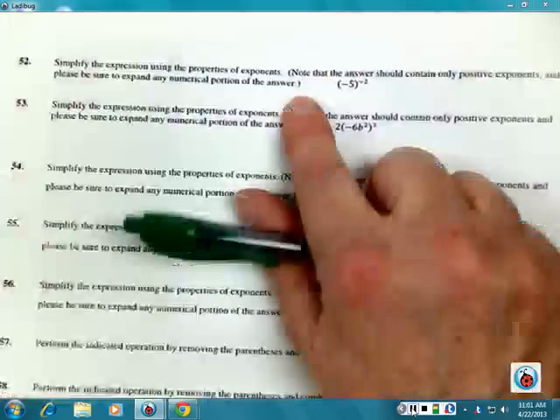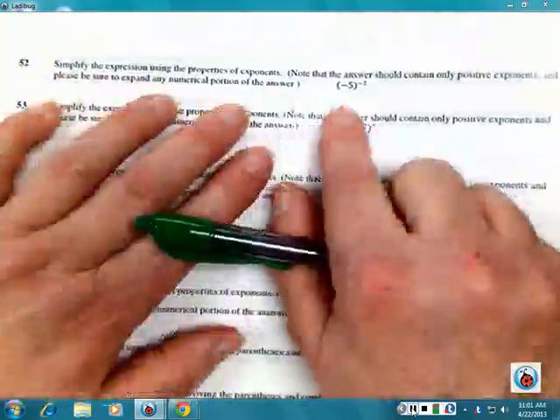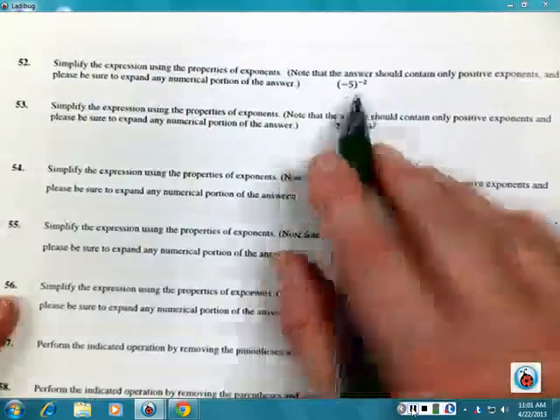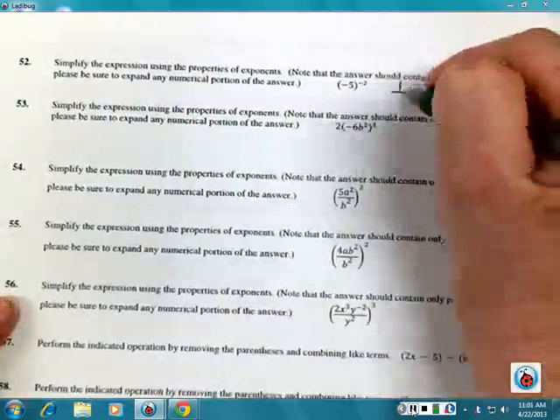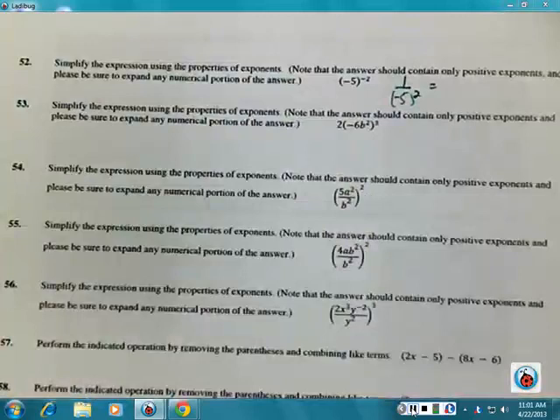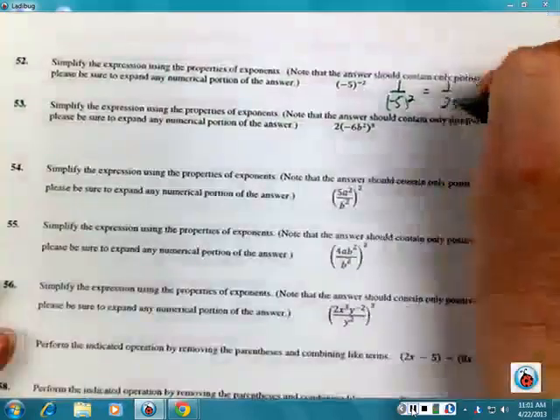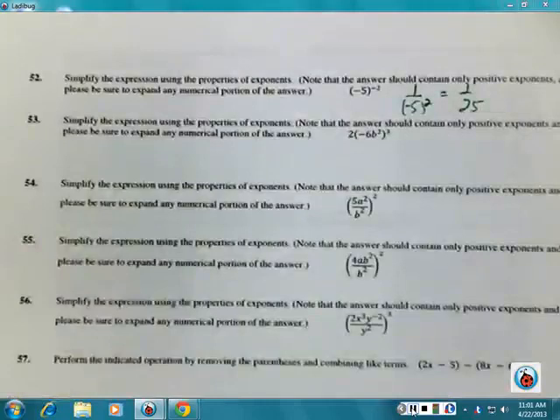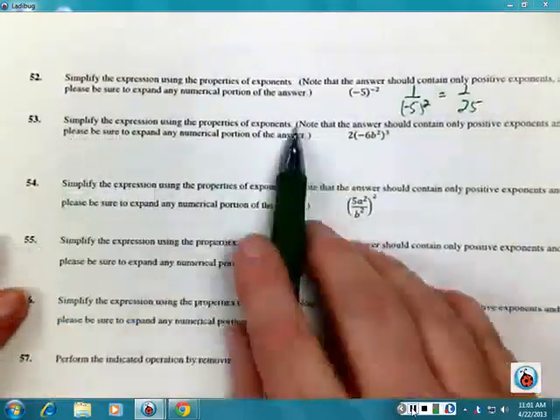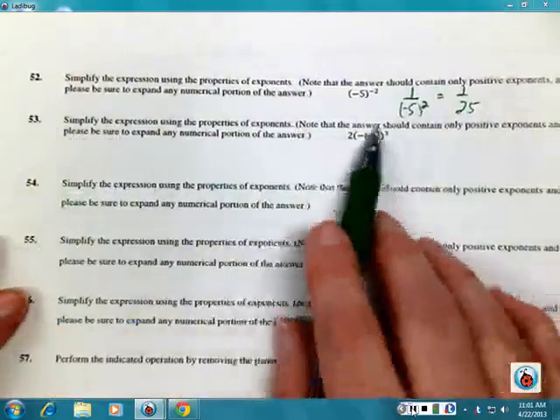It says simplify the expression using the properties of exponents. So what has to happen to it? 1 over negative 5 squared, or what's that equal to? 1 over 25. Yep. And what about 53? Simplify the expression using the properties of exponents as well. So what do I have to do with this?